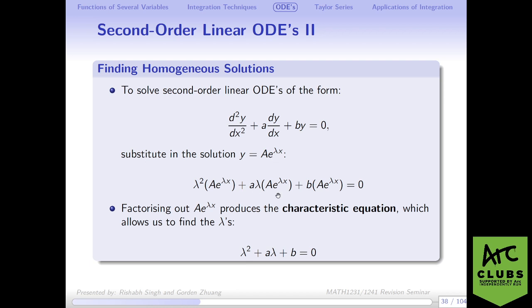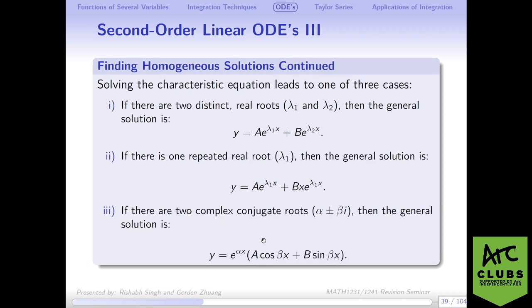However, after subbing it in, we find that when we differentiate, the lambda comes out. And so if we take the second derivative, we get lambda squared. And since this is an exponential, it stays the same, and so we can factor it out. And we get this equation with the lambdas, which is called the characteristic equation. So hopefully by now you can jump straight from the ODE to this characteristic equation, because it's always the same process. And now we solve for the lambdas, and there are three cases.